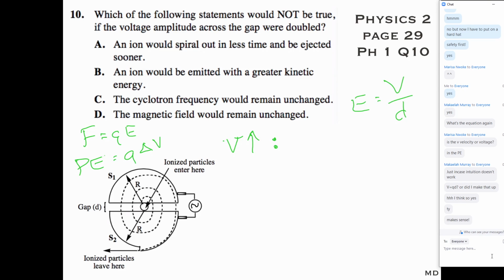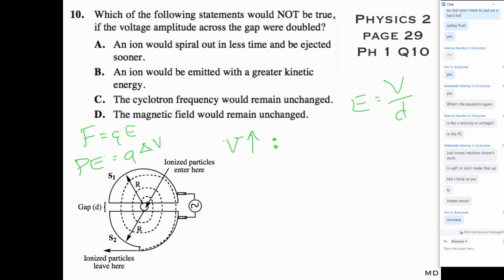So if voltage goes up, what's going to happen to the speed? Speed is going to go up. So it's going to go faster across the gap. So if I go faster, I'm going to do a bigger circle. Faster still, bigger circle. Faster still, bigger circle.